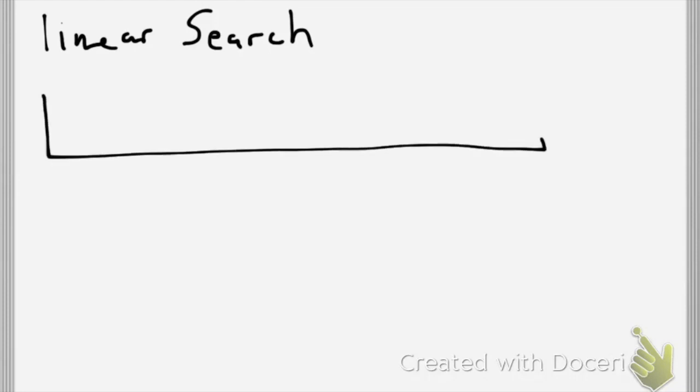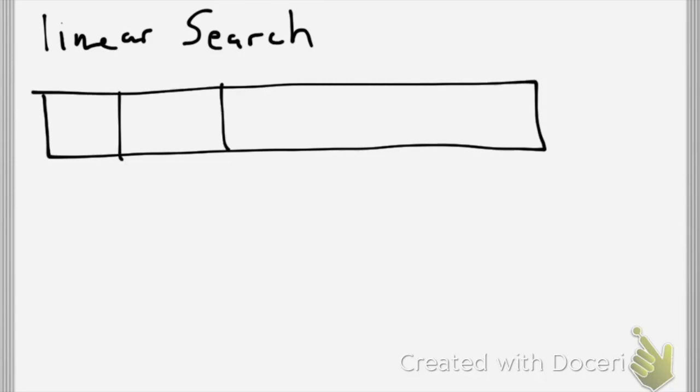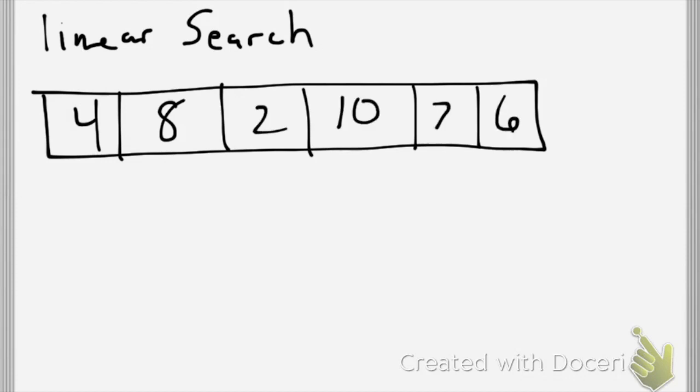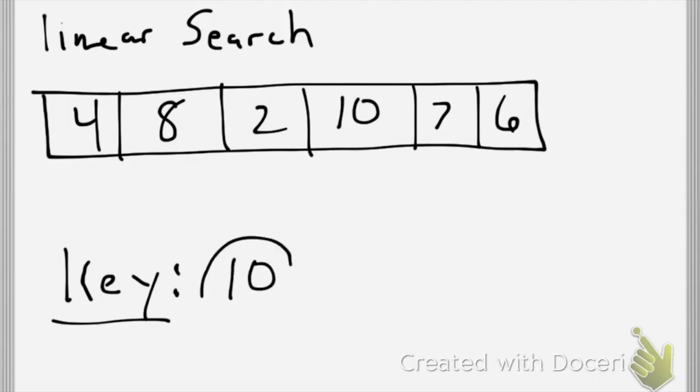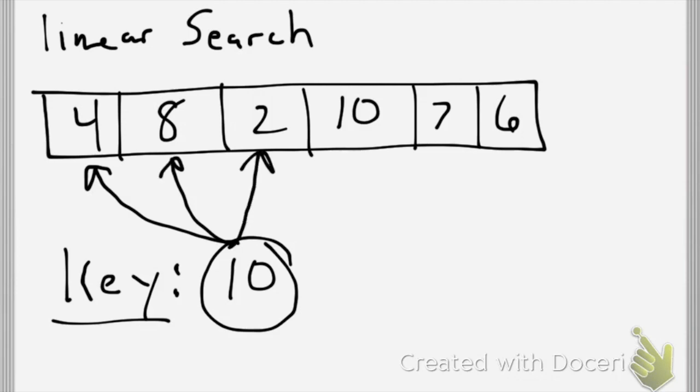What that algorithm does is, if I have an array or a list with some numbers in here, and I'm looking for the key or the token, say the number 10, I just check each one. I start at the first one. Is that 10? Nope. Move on. Is that 10? Nope. Move on. Is that 10? Nope. Move on. Is that 10? Yes. So I found a match because these two are equal.